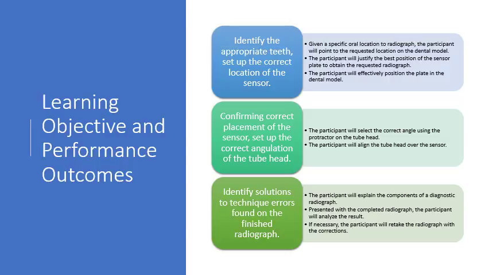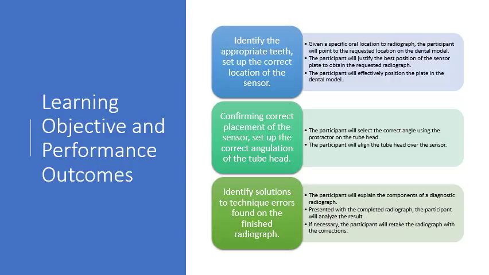Learning objective and performance outcomes. Here is a graphic showing the learning outcomes. Each learning outcome objective is paired with the performance outcome. These outcomes will be assessed and measured during the training. If the participant is able to connect the objectives and the performance outcomes, they will achieve a deeper understanding of the process and better retain the skill set.